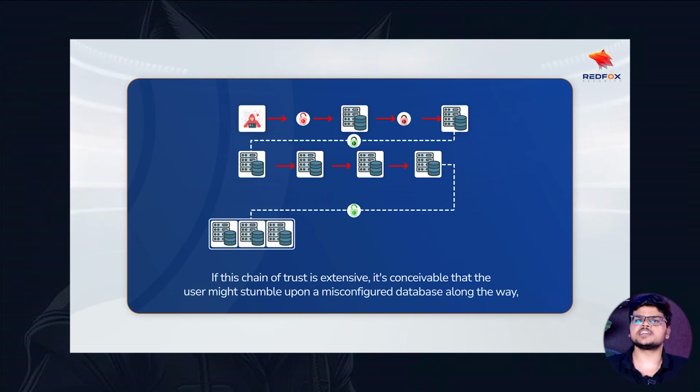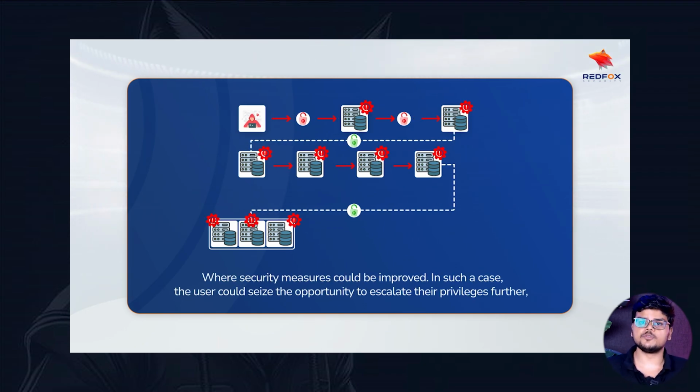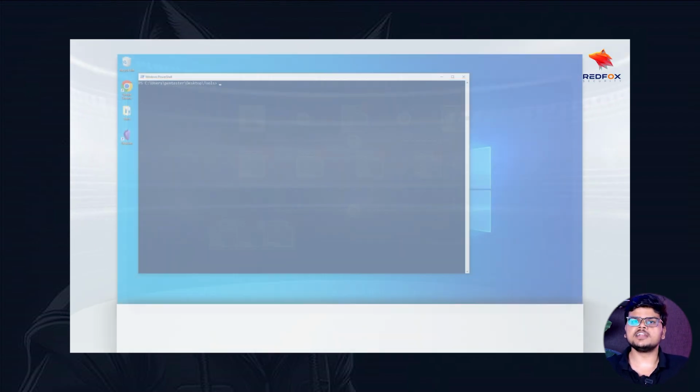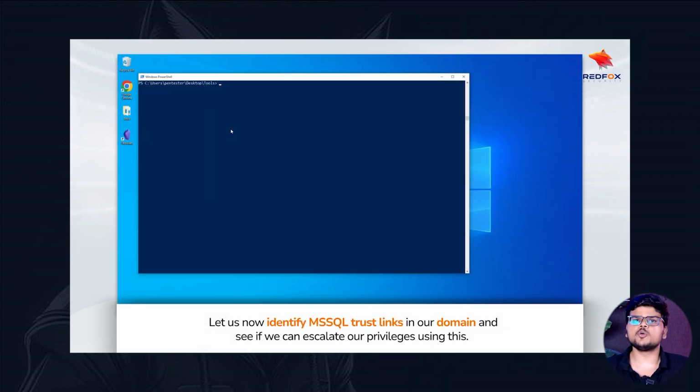If this chain of trust is extensive, it's conceivable that the user might stumble upon a misconfigured database along the way, where security measures could be improved. In such a case, the user could seize the opportunity to escalate their privileges further, potentially gaining the ability to execute arbitrary commands on the vulnerable database or even the underlying host itself. Let us now identify MSSQL trust links in our domain and see if we can escalate our privileges using this.